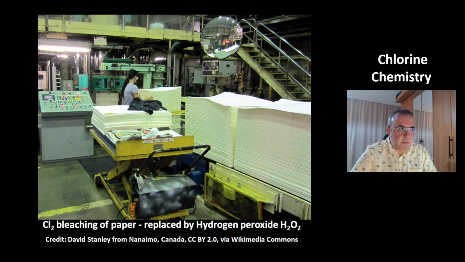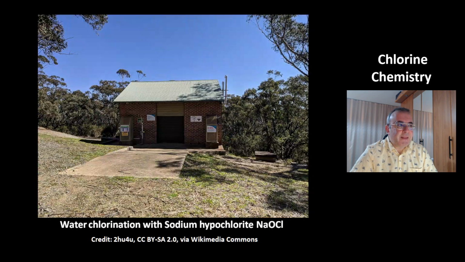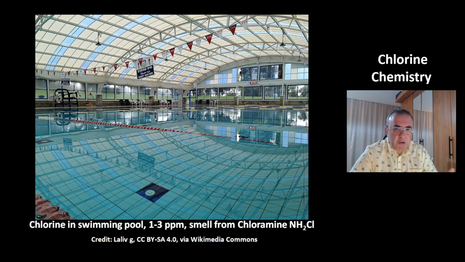Chlorine was used for bleaching of paper until it was replaced by hydrogen peroxide, H2O2. This is a picture of water chlorination with sodium hypochlorite, NaOCl. Chlorine is used in the swimming pool. Typical concentration is 1 to 3 parts per million. But this smell in the swimming pool comes not from chlorine gas, but from the compound NH2Cl, that's chloramine.